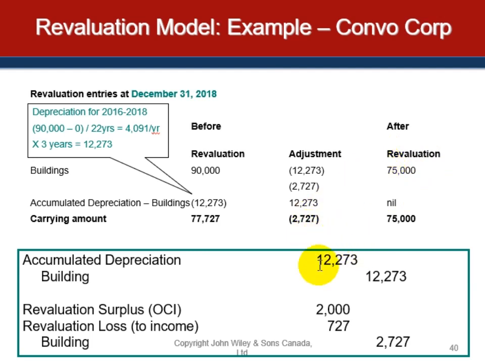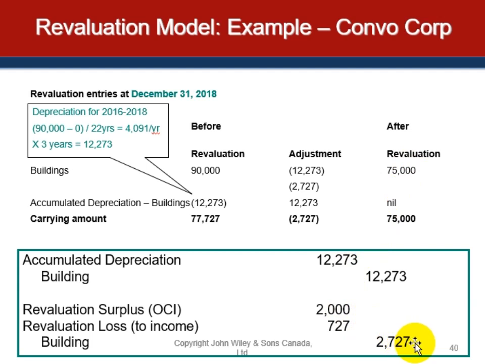So we first of all undo the depreciation and reduce the cost of the building to $77,727, and then we recognize that that $77,727 is actually more than the value of the $75,000. So that means the building value has to go down by $2,727.